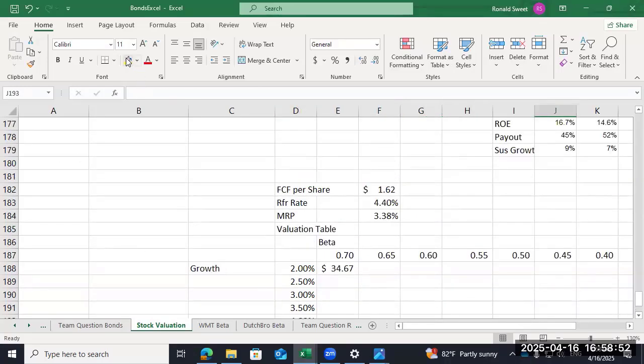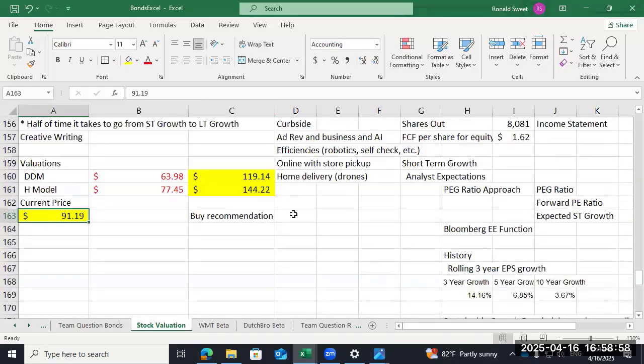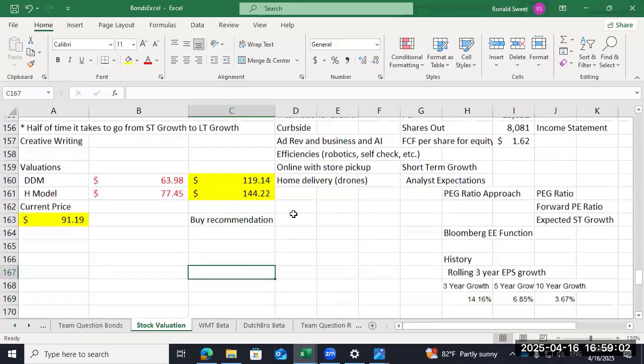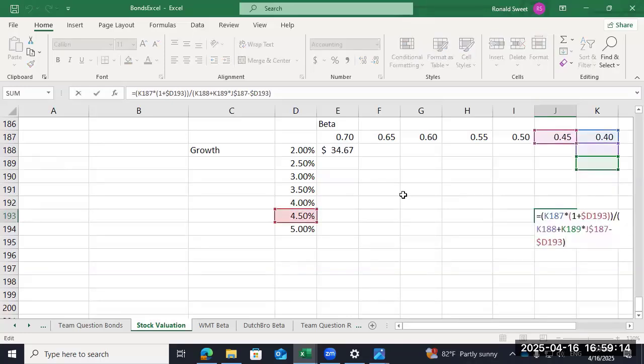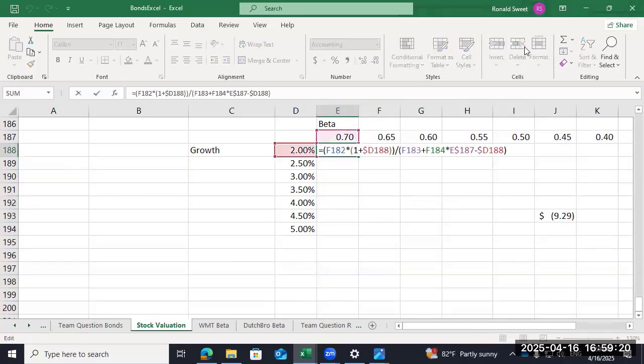I think I'm right there, aren't I? I'm using a growth rate of 4.5%. Probably should go a little higher than that. Well, we'll see. 4.5% and beta 0.45. So if I copy this over, maybe I did something wrong. Something didn't work. What didn't I lock in, one second?